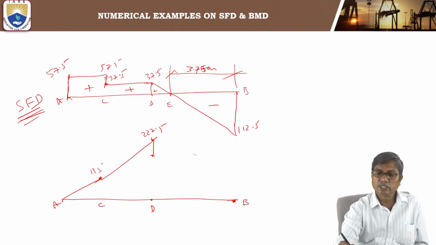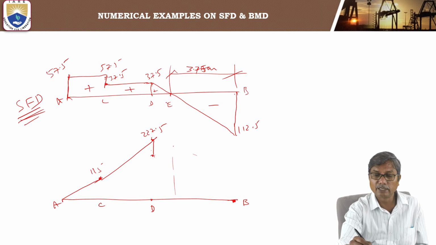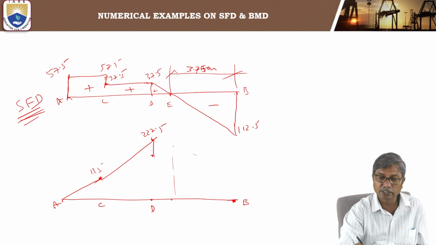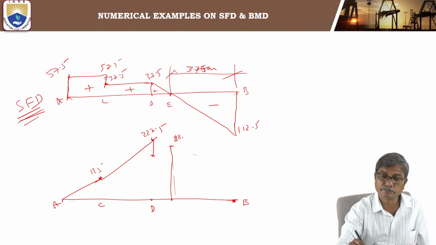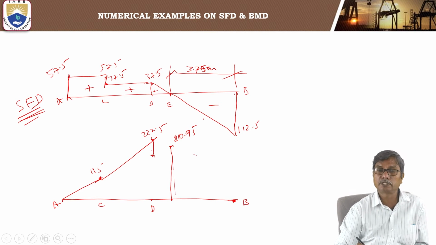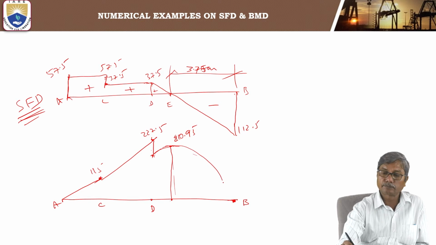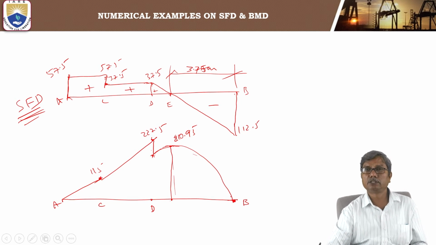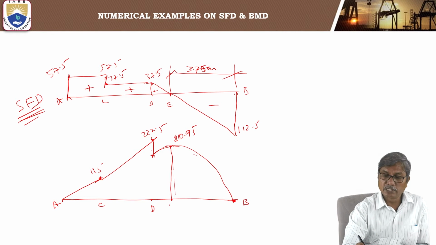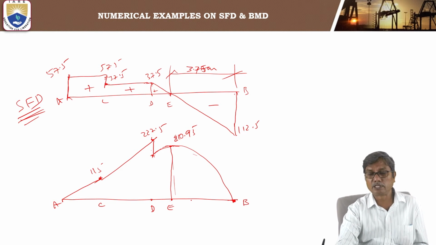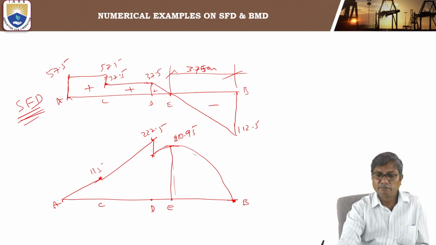To draw a curve, we need one more point in between, and that point is E. At that point E, we have calculated the bending moment, which is maximum, and we got this maximum bending moment as 210.95. Okay, so now you draw the curve joining these points. So the maximum bending moment is at E, 3.75 from end B.